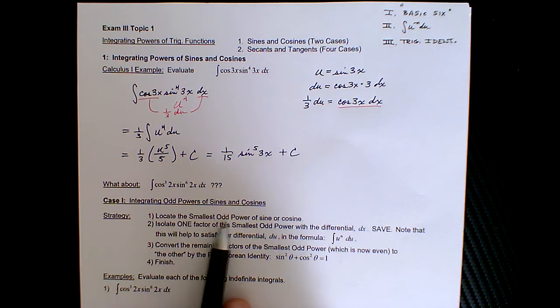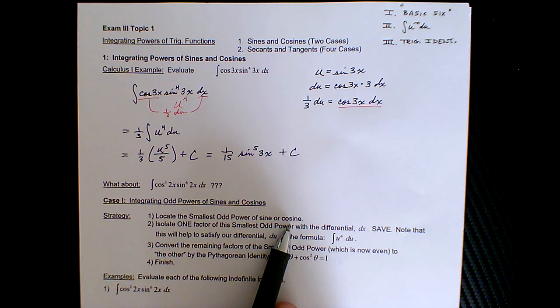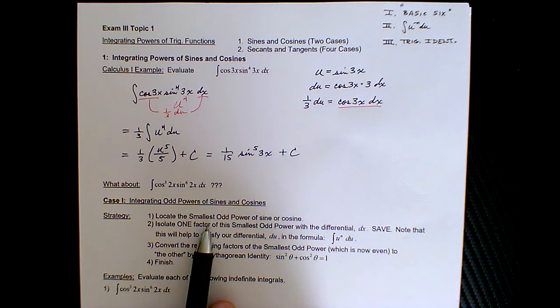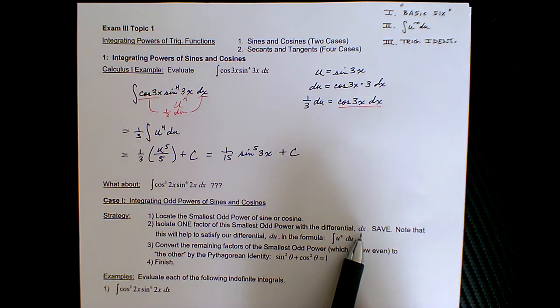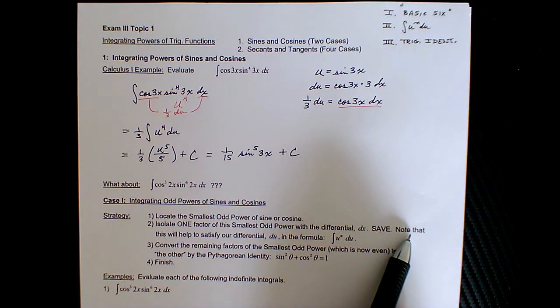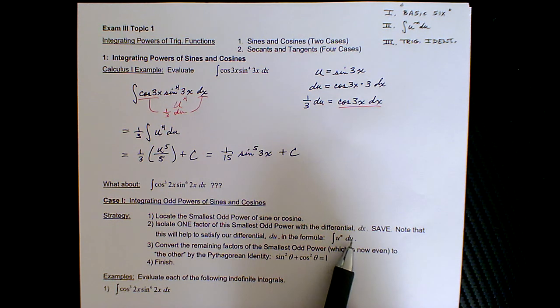And what you're going to do is locate the smallest odd power of sine or cosine. And the last examples will show us why it's the smallest odd power that we're concerned with. And then we take one factor of that smallest odd power and isolate it with the differential dx. And then, as I wrote here, we're going to save that. That's going to help to satisfy the du in the formula for the integral of u to the n with respect to u.